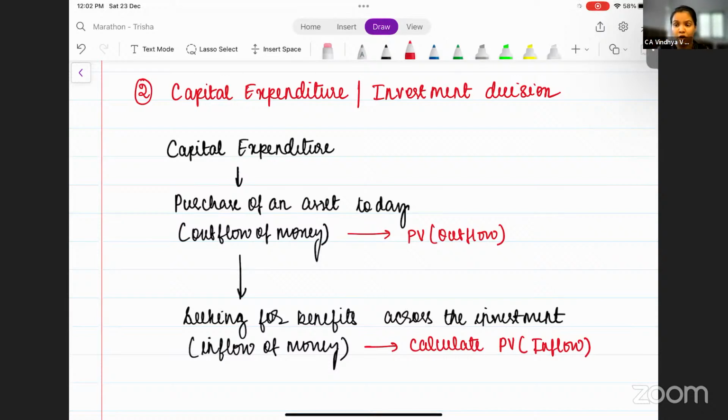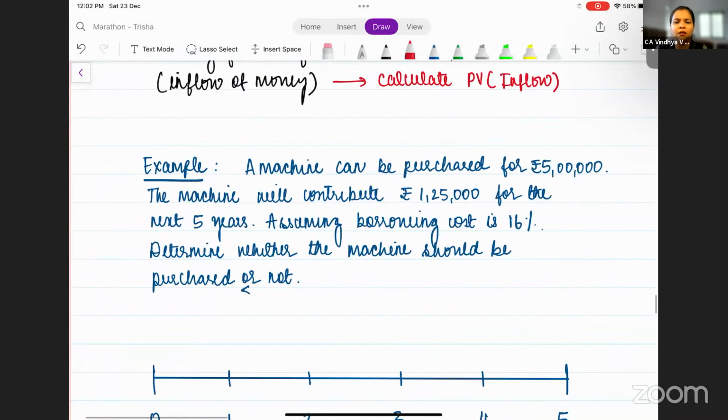Why? Because let us understand this with the help of an example. Now see. A machine can be purchased for 5 lakhs. The machine will contribute 1,25,000 for the next 5 years. Okay. Assuming that the borrowing cost is 16%, determine whether the machine should be purchased or not. Okay. So what do we need to understand here is, today we can buy the machine at 5 lakh.